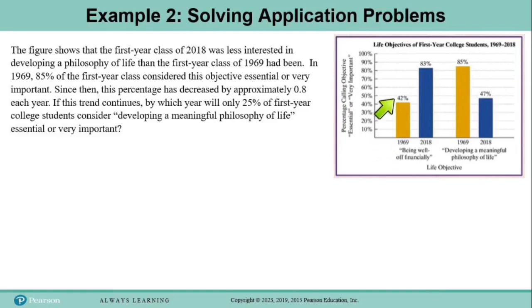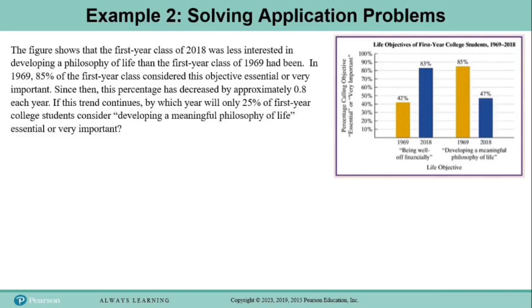So in 1969, 42% said that being well off financially was essential or very important. But 85% said that developing a meaningful philosophy of life was essential or very important. And you can see that by 2018, when they asked college freshmen this same question, only 47% said that developing a meaningful philosophy of life was essential or very important. So that's a significant drop.